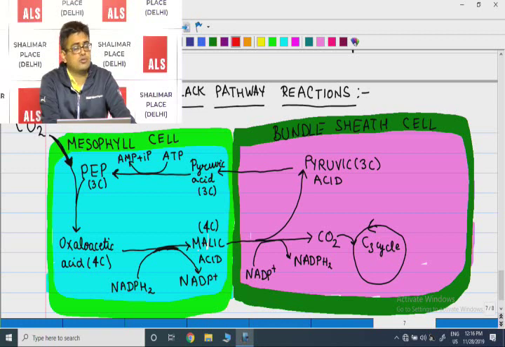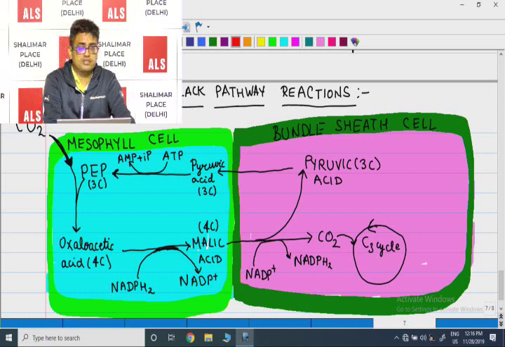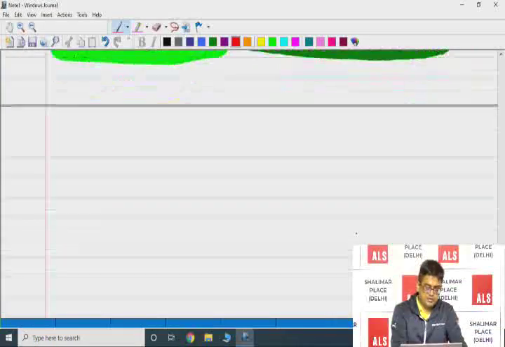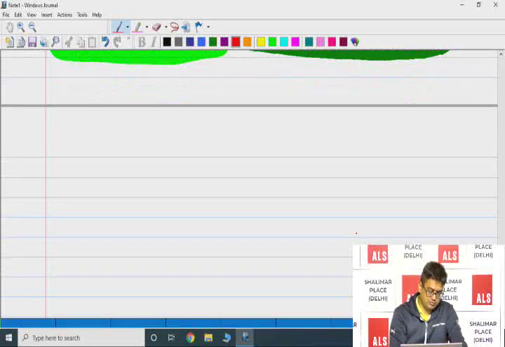However, a little bit of photorespiration can happen. But because the bundle sheath is saturated with carbon dioxide, little or absolutely no photorespiration will happen in the bundle sheath cell. So that is what we had to do, the main reactions. So let's write the remaining part.